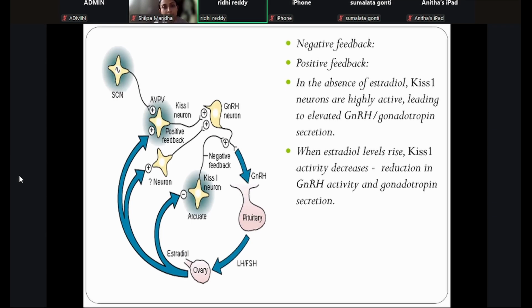These are located in the hypothalamus, and how they are regulated is that these KISS neurons activate GnRH neurons through positive feedback or deactivate through negative feedback. In the absence of estradiol, these neurons are highly active, so they lead to elevated GnRH secretion, like negative feedback. So less estradiol, there will be more activation, whereas whenever there is more estradiol, KISS1 activity decreases.